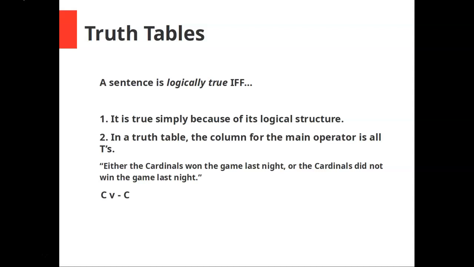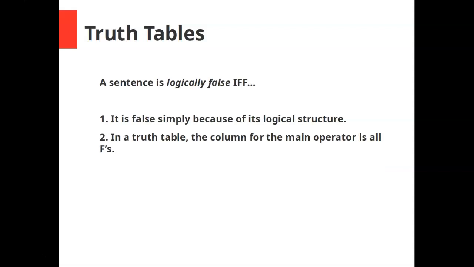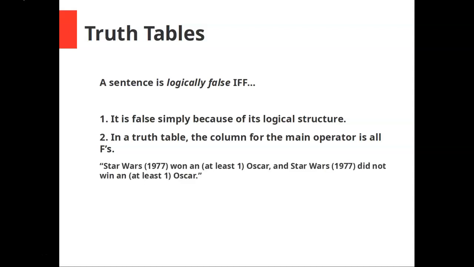It is a tautology. A sentence is logically false if and only if it is false simply because of its logical structure, or to put it differently, in a truth table, the column for the main operator is all F's. So take the claim, Star Wars won an Oscar and Star Wars did not win an Oscar. And we would translate that into our syntax for propositional logic, S and not S, or S conjunction negation S. And you don't have to know anything about Star Wars or the Academy Awards to know that this is false because it's logically false. It's false simply because of its logical structure. Any sentence that has this structure, S and not S, is logically false.